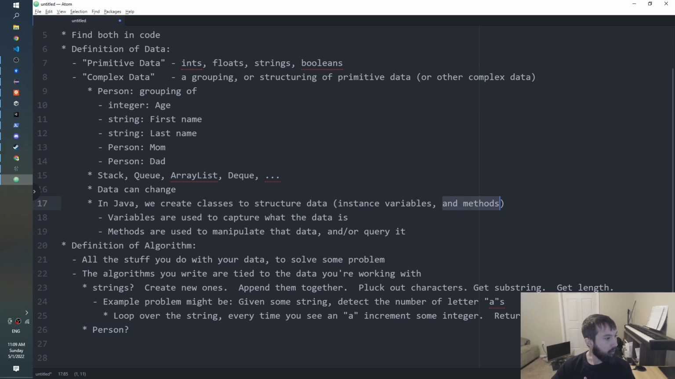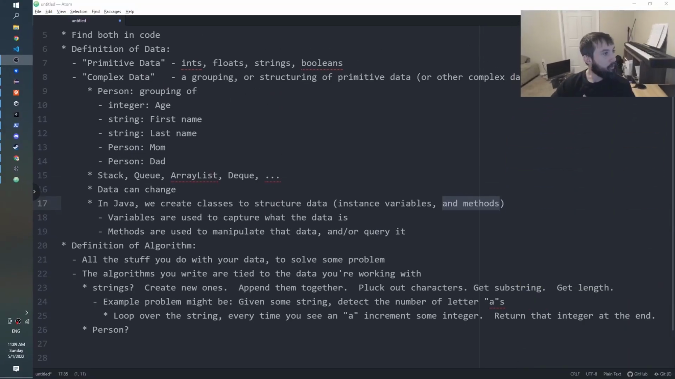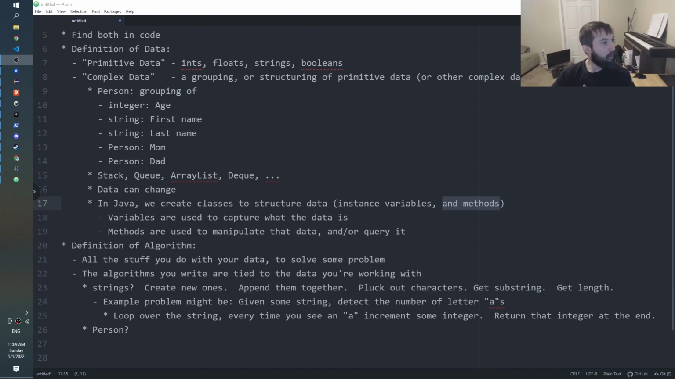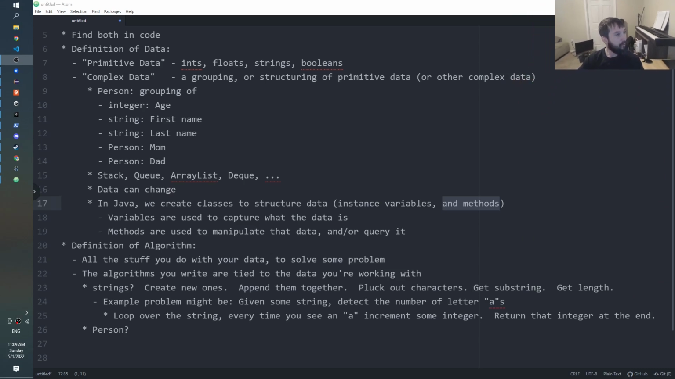Just realized that my webcam is in the way of the text. Sorry about that. Let me make myself a tiny bit smaller here. Nope. All right, there we go. Maybe that's a little bit better.